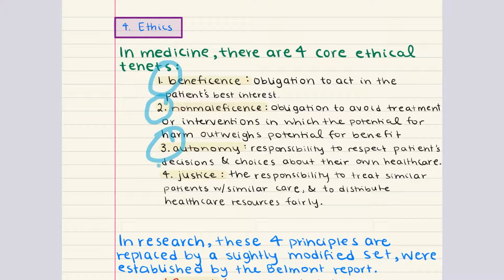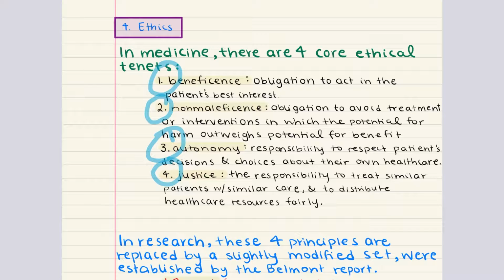The fourth tenet is justice. This principle involves treating similar patients with similar care and then distributing healthcare resources fairly. For example, during a shortage of donor organs, justice requires that organs be allocated based on medical need and the likelihood of benefit rather than non-medical factors like socioeconomic status.